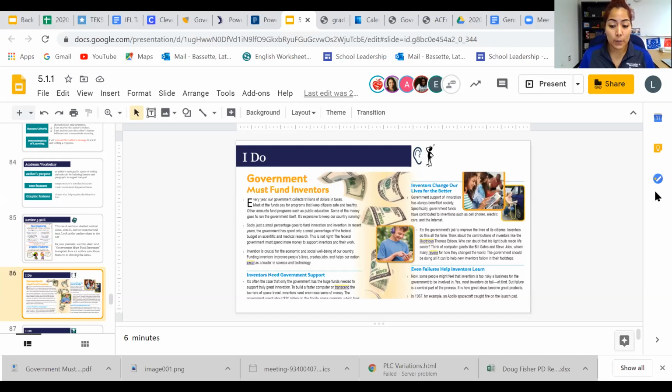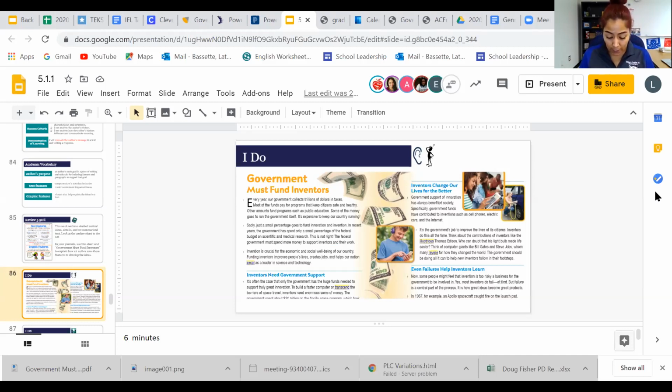Then step 3, what is the purpose? What is the author's purpose for writing this text? So then I notice that the author's message is an opinion. I know that informational texts don't give opinions. The author is writing the text to persuade the reader to believe that the government must fund inventors in order to keep our country strong.